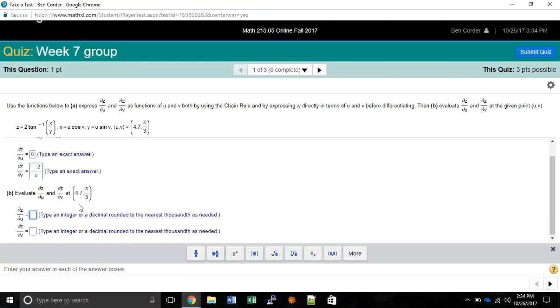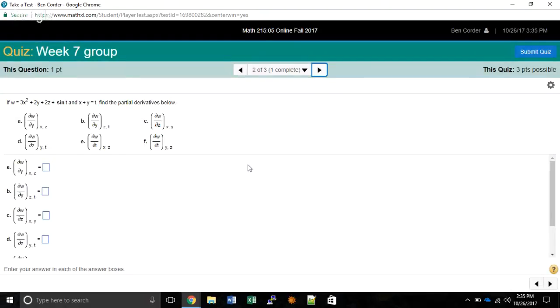Oh, but he wants us to do actual numbers. So I need a calculator. That's an irrational number. Round to the nearest thousandth, so 0.426. Is that what you got? Yep. Negative 0.426. Sweet. Submit. Darn it. Every time. Next.